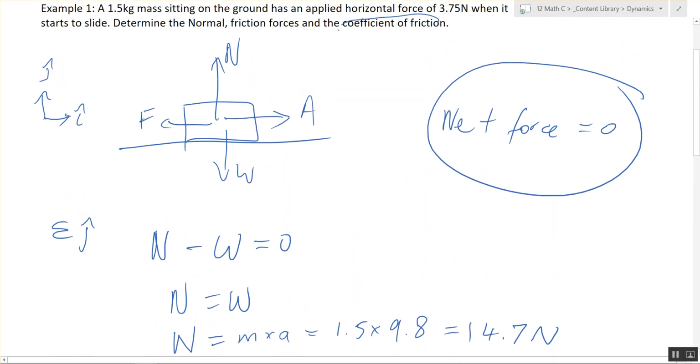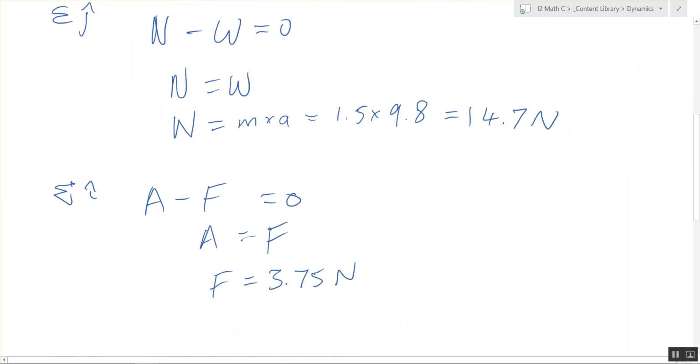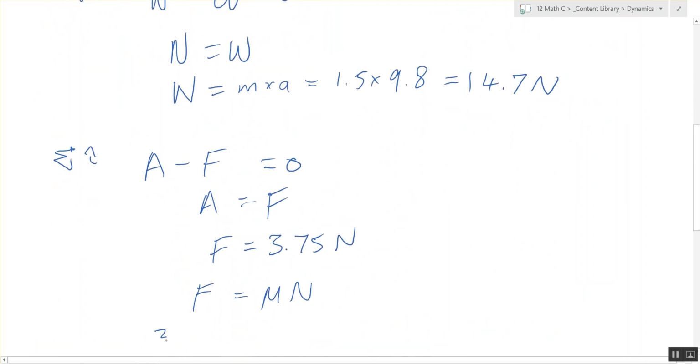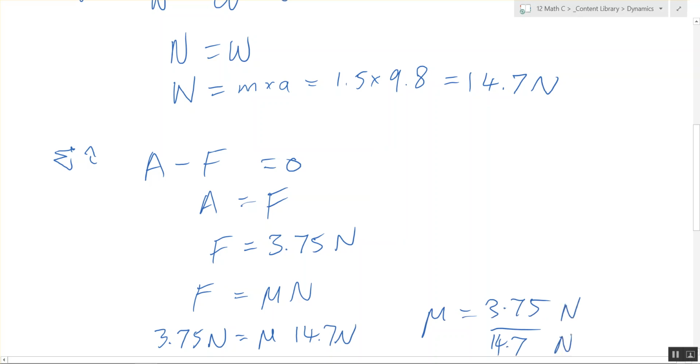Next one, coefficient of friction. How do we do that? Friction force equals mu times the normal. So we've got the friction, we've got the normal. So mu equals 3.75 divided by 14.7. The newtons cancel out because mu has no units, in case you didn't know that.